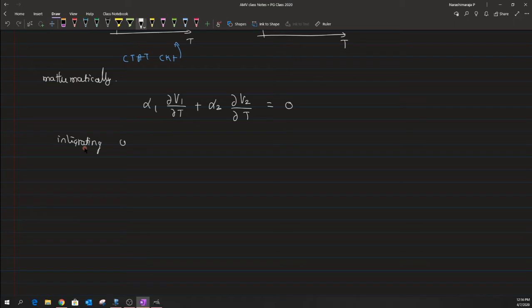So, in a way, when we integrate the above expression with respect to temperature, let me use a different color in order to distinguish. Integrating all these expressions with respect to temperature, one would end up having a result after integration of something like alpha 1 times V1 plus alpha 2 times V2, and this is the integration of a 0, which results in a constant.